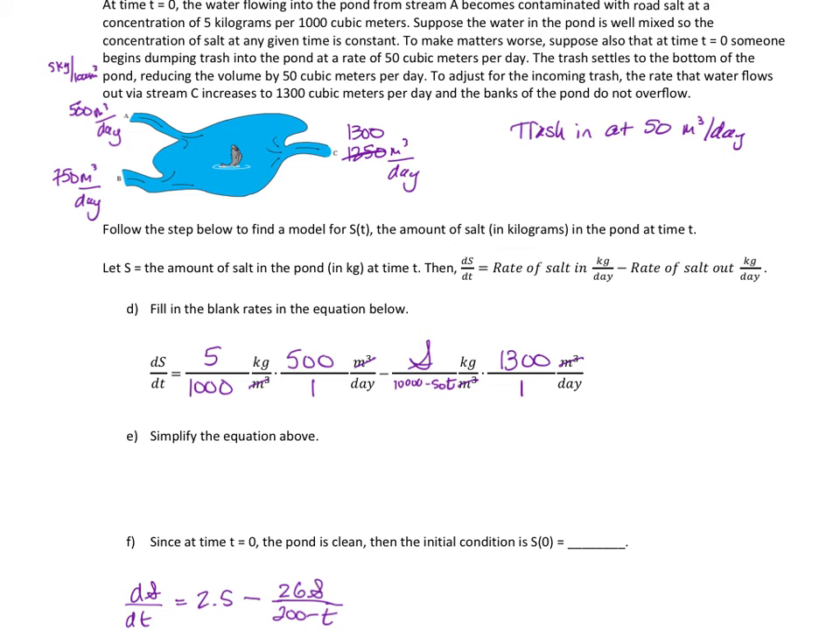Okay, now since at time t equals 0 the pond is clean, the initial condition is the amount of salt at time 0 is 0. And that's all we were asked to do, was come up with a model. So I've written the differential equation, given an initial condition, and I am done with this problem. They didn't ask me to solve it.